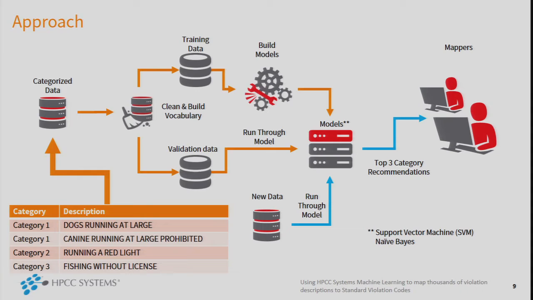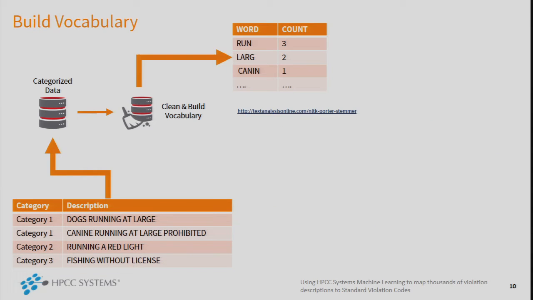The very first thing that we do after that is that we build our vocabulary. Lili will talk to you about some of the natural language processing tools that we have and that she uses to help us with the exploratory analysis. So the first thing is you have to clean and build your vocabulary. There's a stemmer, which again, Lili will talk about, that basically translates the words into uniform words. And so running becomes run, large becomes larg, and canine gets lopped off.